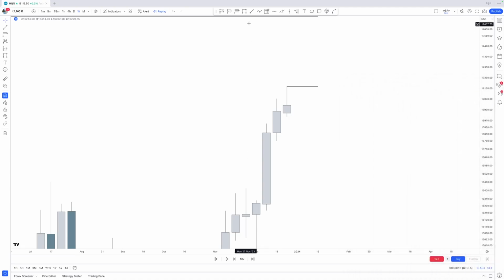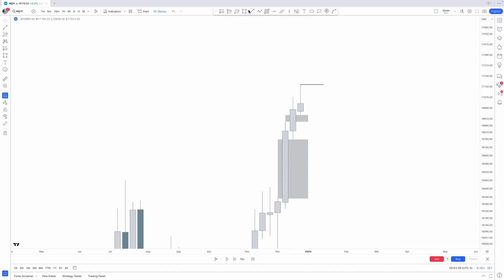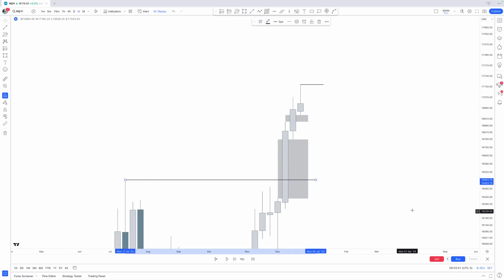So if we mark out all those PD arrays, then here we have a fair value gap right there. We have a fair value gap right there. We have a fair value area sitting right there in the form of that mitigation block, which is nicely overlapping with the fair value gap itself as well.